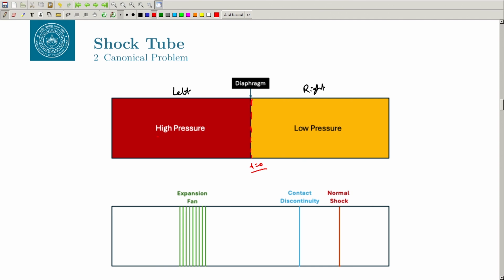As the diaphragm bursts, those who have taken any course in compressible flow or gas dynamics would know that when we create a very high pressure differential at a given location, a shock will form and this shock will start moving to the right hand side, and because of that you will have the expansion fan which will move to the left hand side. Across the shock the pressure will increase like this, and here it will decrease like this, and you will have the contact discontinuity. You will not see the signature of the contact discontinuity in the pressure, but you can see it in density. It is kind of a slip line.